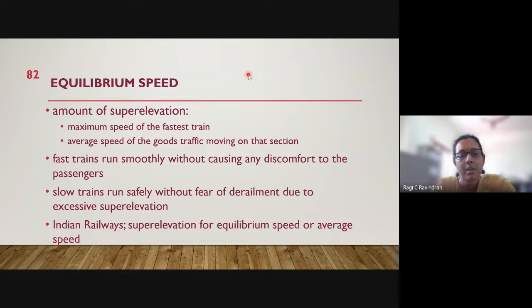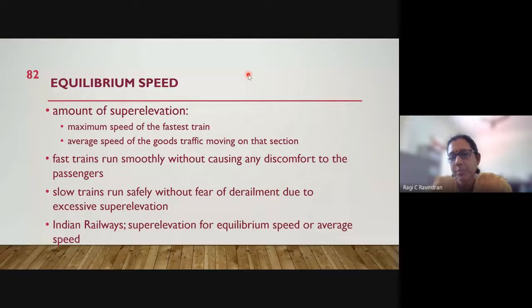That way, even the fastest train running on that curve at a much slower speed needs to slow down but need not bring the speed to much lower speeds. So the fast trains can run smoothly without causing any discomfort to the passengers. Similarly, the slower trains can run safely without the fear of derailment due to excessive super elevation. If you provide excessive super elevation, the slower trains may get derailed from the track section.